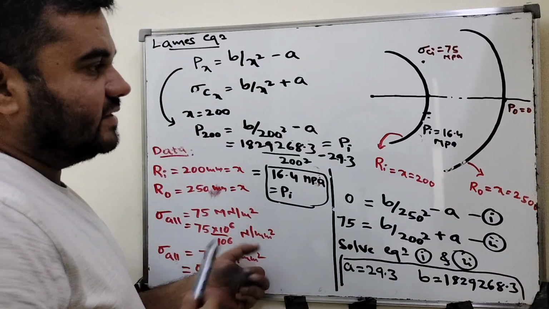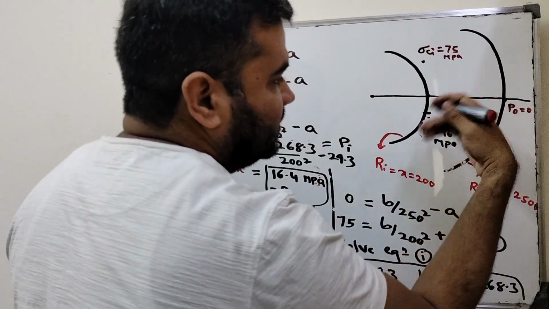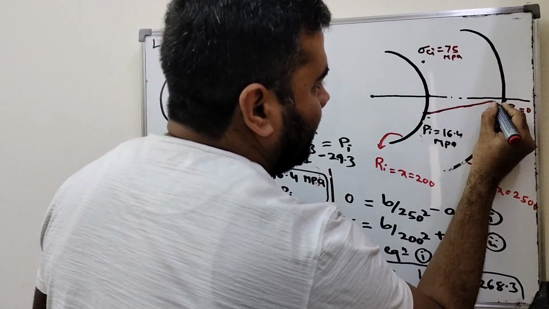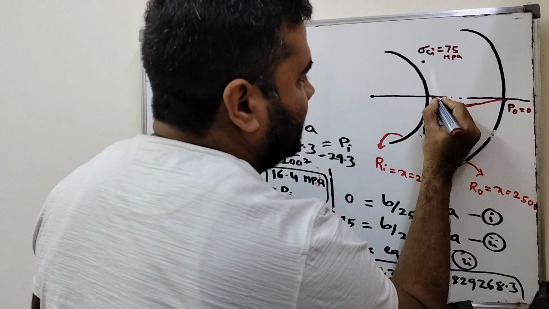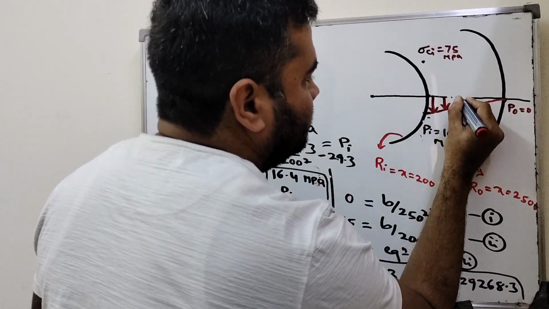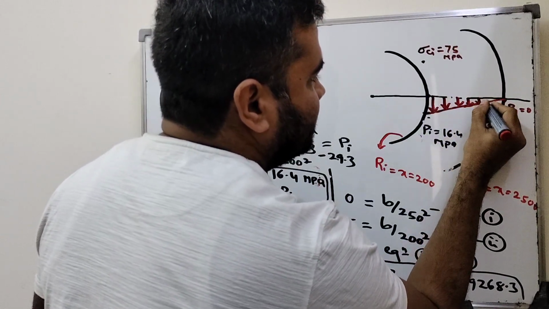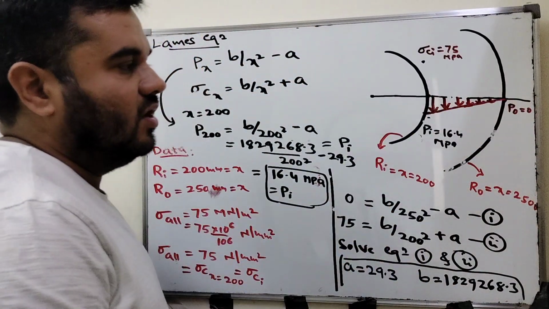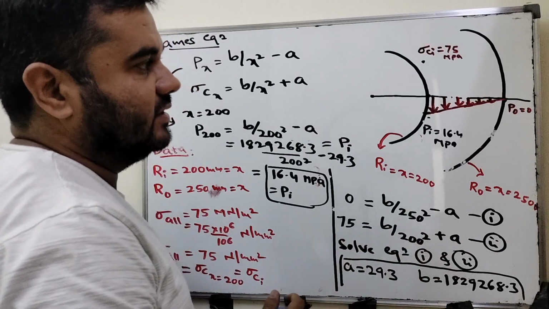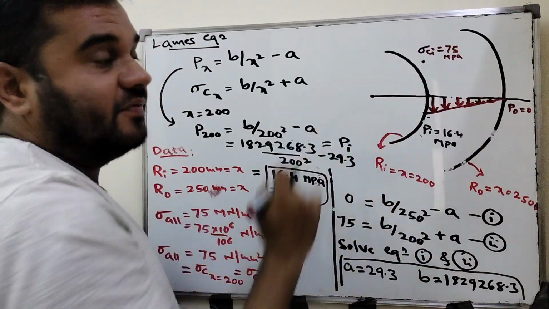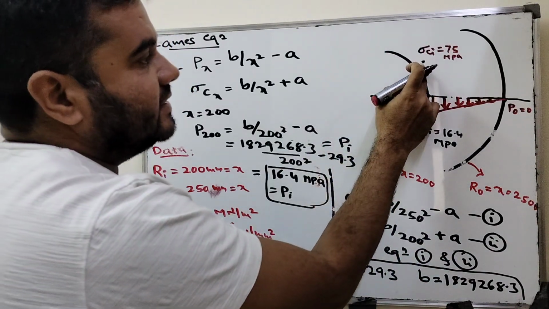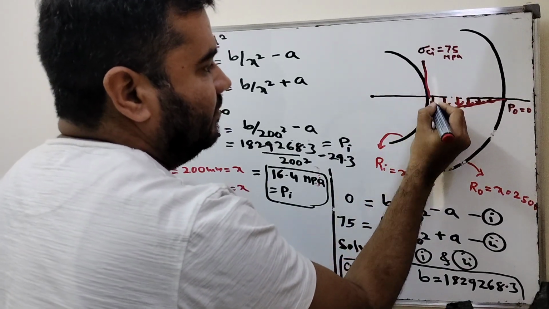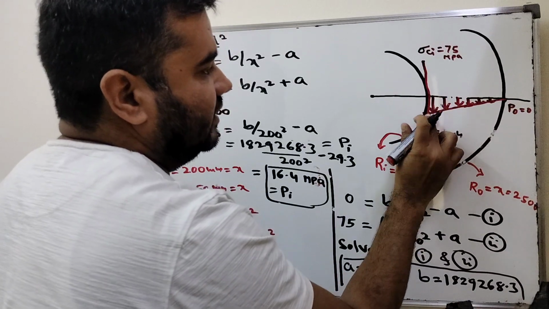Now we can join this and this point. Here P naught is 0, the downside is the pressure distribution. Directly we will get the 0. Here more value, then less, and finally it will be 0. This is how the pressure distribution is along the thickness. Now we will come to the circumferential distribution. Inside the wall it is 75 MPa. From here to here it is 75 MPa.